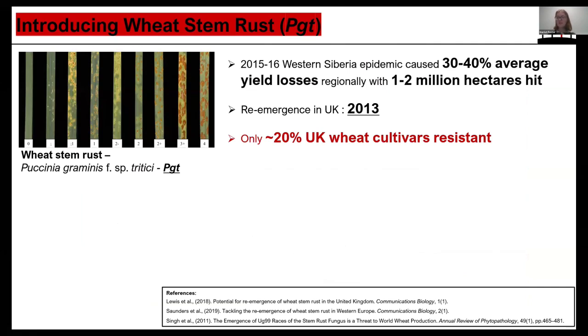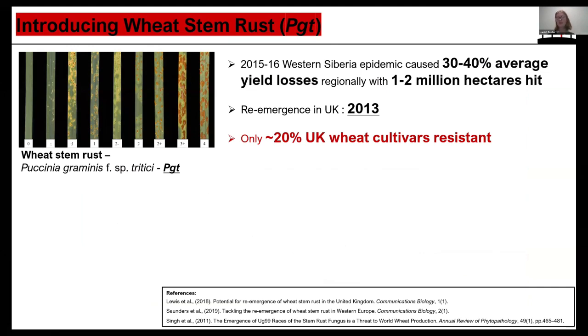Wheat rusts are often called the polio of agriculture, and wheat stem rust specifically is this biotrophic fungus which causes these raised orange-red pustules you can see here. It can be really aggressive and cause major yield losses. And with this in mind, in the 1950s in the UK, there was a massive removal program, which actually successfully led to it not rising in the UK.